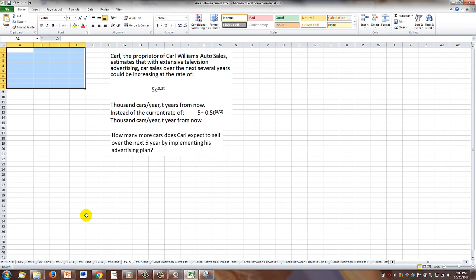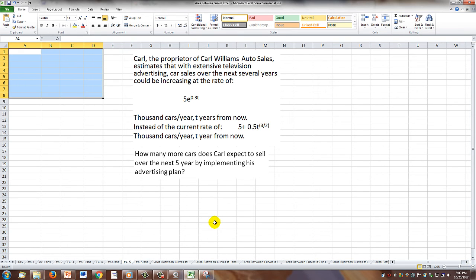Okay, so the last example. Carl, the proprietor of Carl Williams Auto Sales, estimates that with extensive television advertising, car sales over the next several years could be increasing at a rate of 5e^(0.3t). So this is a rate, and the units are thousands of cars per year, t years from now, instead of the current rate of 5 + 0.5t^(3/2) thousand cars per year, t years from now. How many more cars does Carl expect to sell over the next 5 years by implementing his advertising plan?